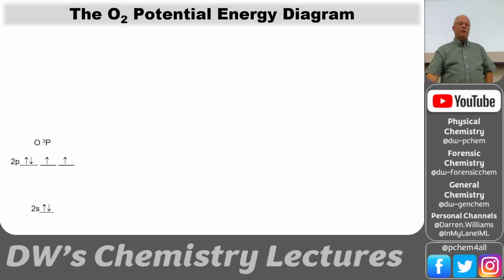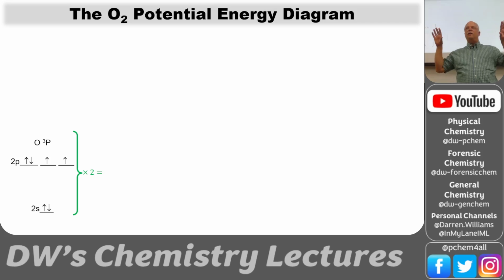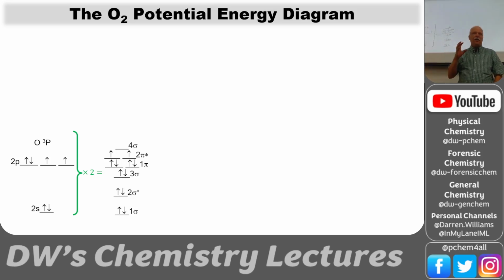So we have that ground state electron configuration. If we combine two oxygen atoms in the ground state, then they can form molecular orbitals. And like I said, the last fifth of our course is generating this picture here. These are the energy states for the molecular orbitals, and we're going to learn how to do that.